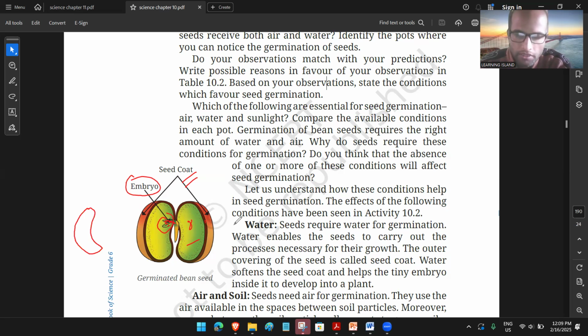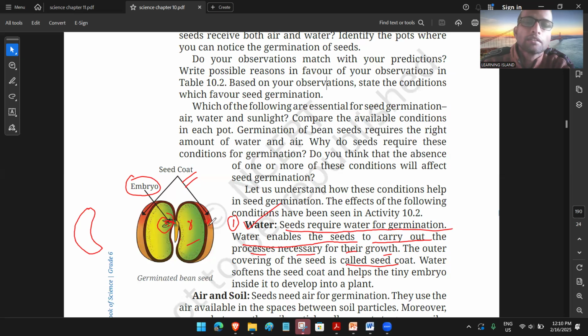सो ये जो एक्सपेरिमेंट किया गया, इसमें से ऑब्जर्वेशन में आया कि जर्मिनेशन के लिए नंबर वन वाटर चाहिए, मैंने आपको पहले बोल दिया था। अभी बोलेगा वाटर कैसे चाहिए, how does the water help them for germination? Seeds require water for germination. Water enables the seeds to carry out the processes necessary for their growth. The outer covering of the seed is called seed coat. Water softens the seed coat and helps the tiny embryo inside it to develop into plant.